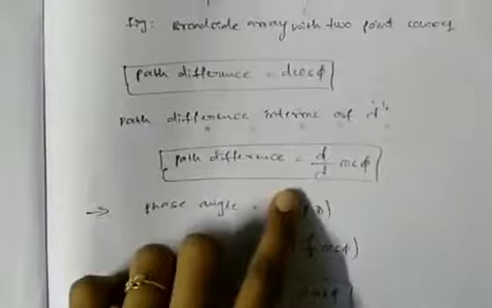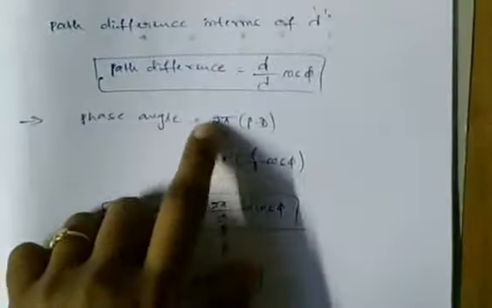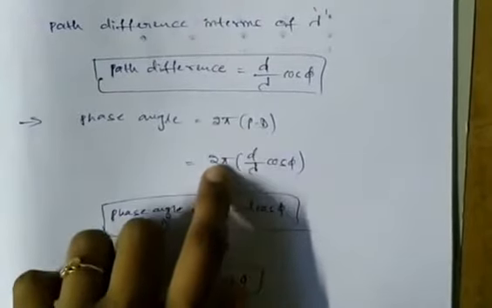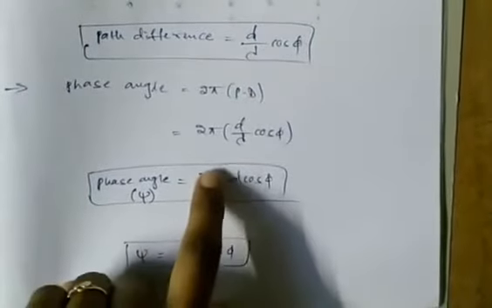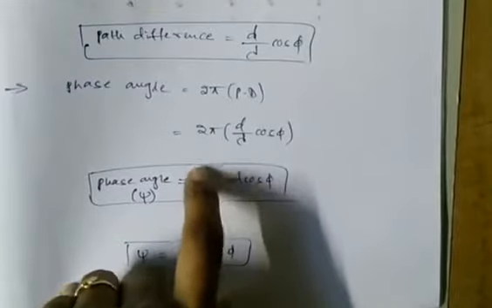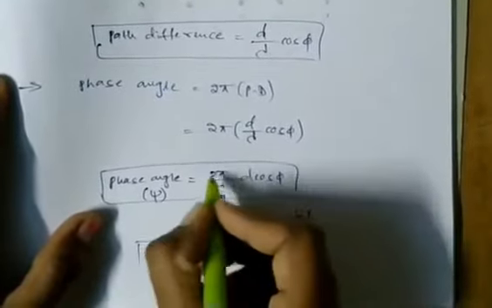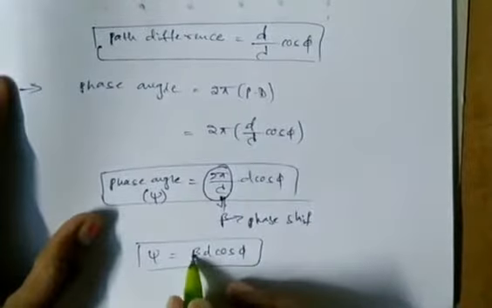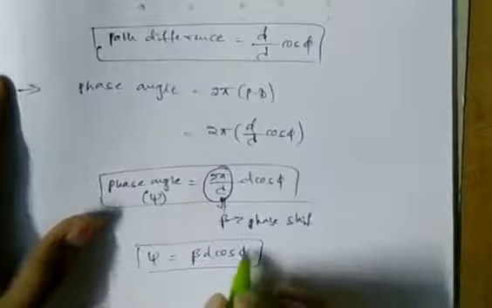And by using this path difference, we calculate the phase angle. The phase angle is 2 pi into the path difference. So 2 pi into d by lambda cos phi. Here this 2 pi by lambda indicates the phase shift, that is beta. So in place of 2 pi by lambda, I am writing beta. So now the phase angle is beta d cos phi. Next we are seeing the end fire array.